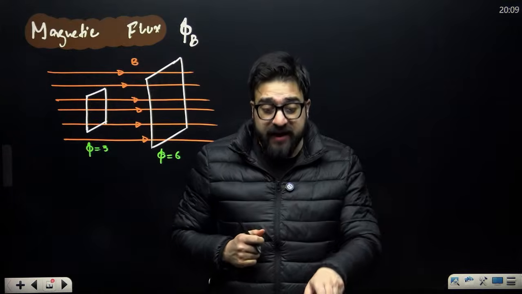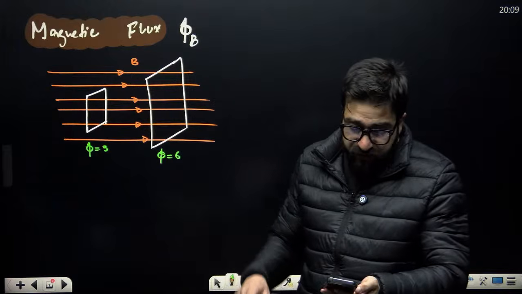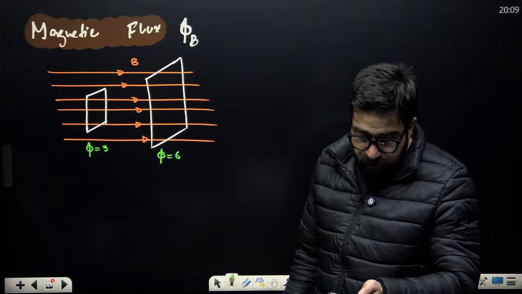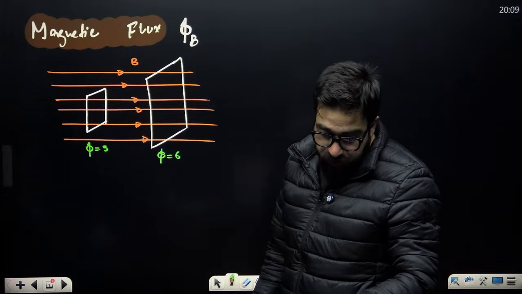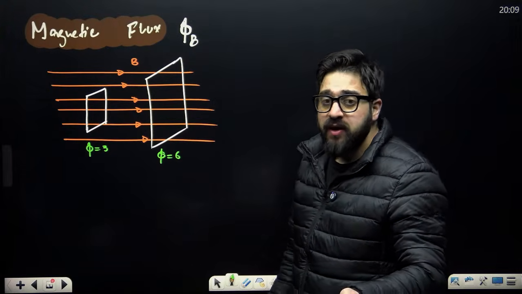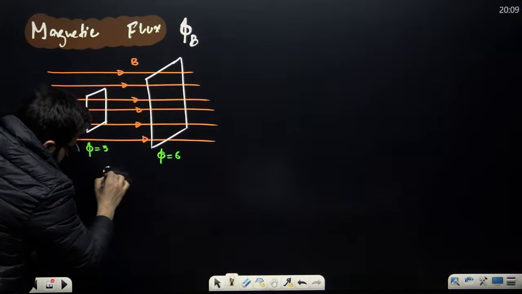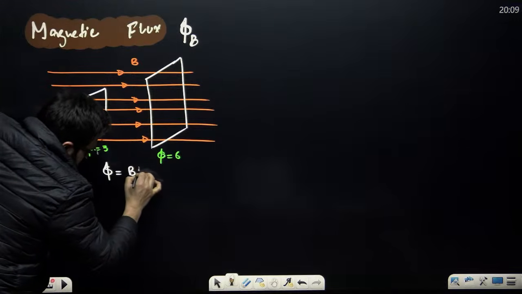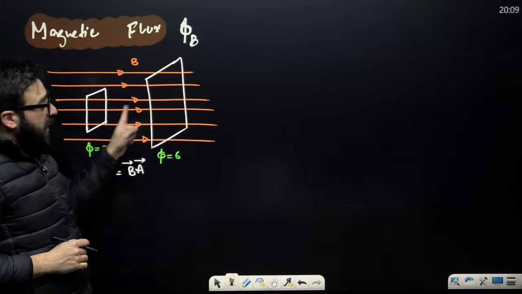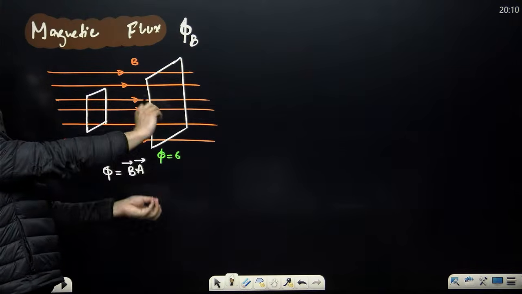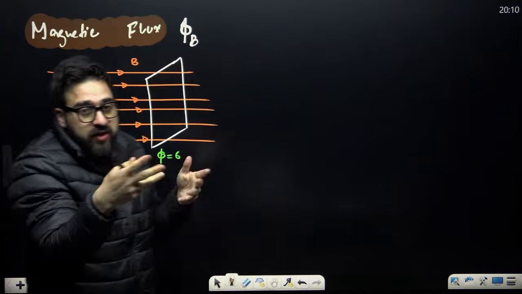So can I define magnetic flux as the number of magnetic field lines crossing the surface perpendicularly? That is what we call magnetic flux. And how do we define this magnetic flux? It is simply magnetic field into area, B dot A. The more the magnetic field, the more field lines will come out, and the more field lines cross the surface, the more will be the flux.